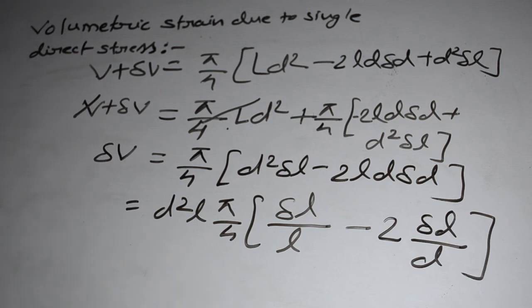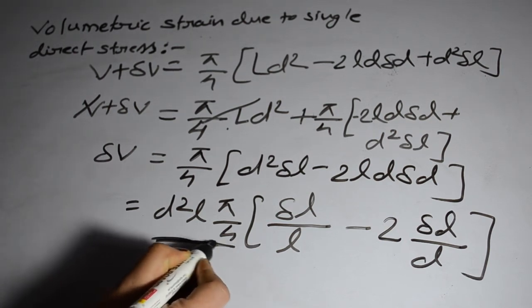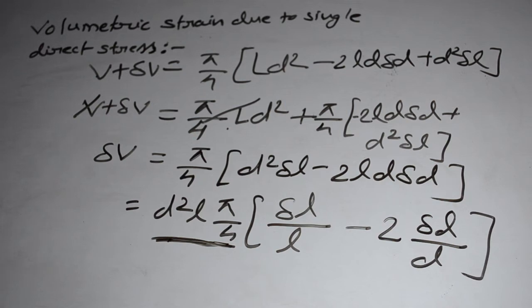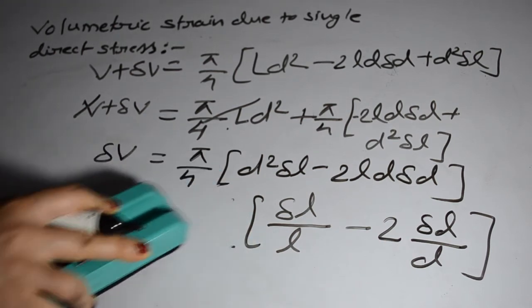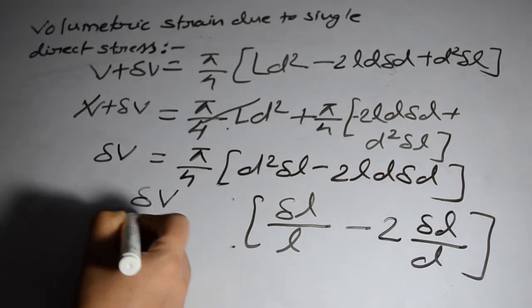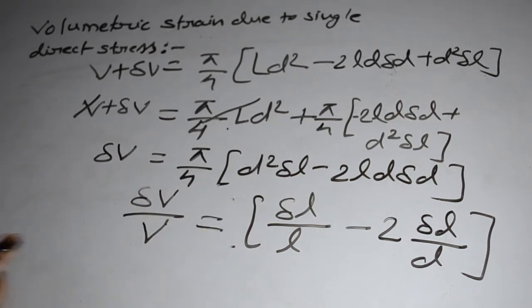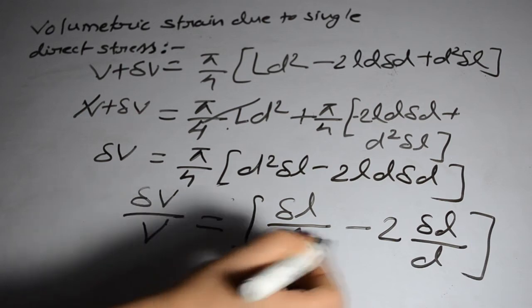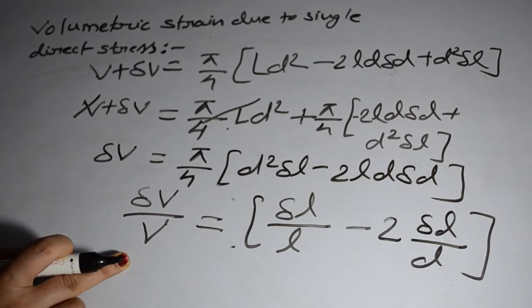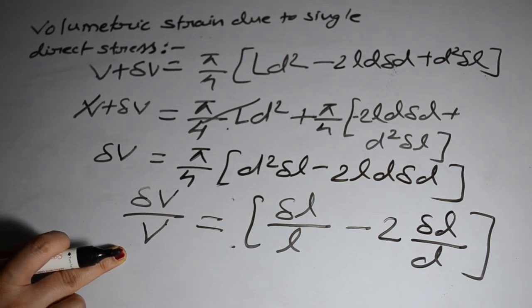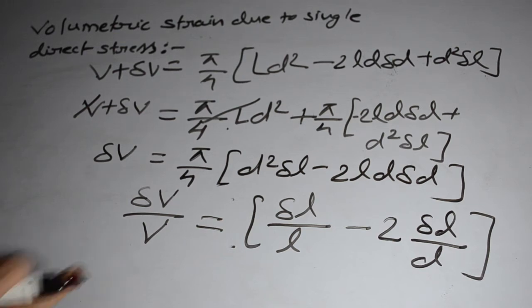So pi by 4 D square L is again equivalent to V, and in place of this we can write V. So this is equivalent to delta V by V. This is the equation, delta V by V equal to this. This delta V by V is the volumetric strain, so in place of delta V by V we can write eta V. We denote the volumetric strain by eta V.